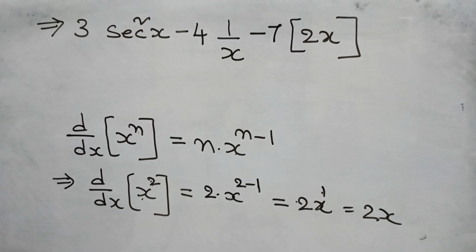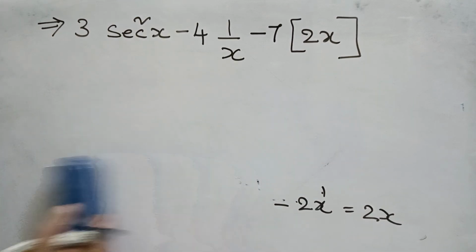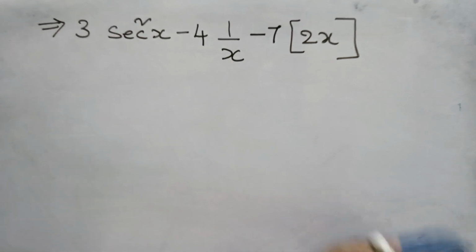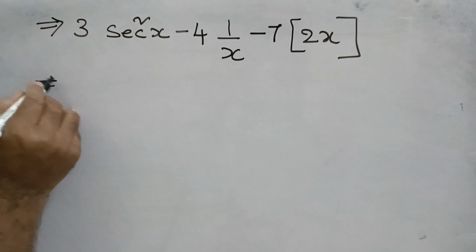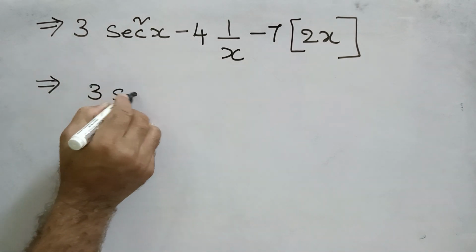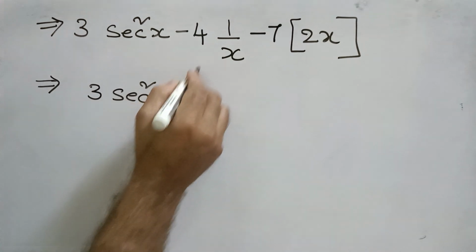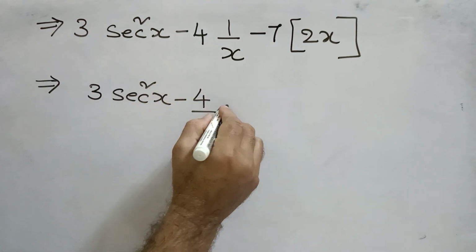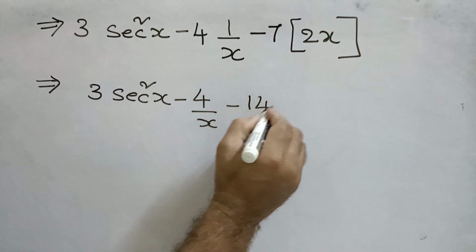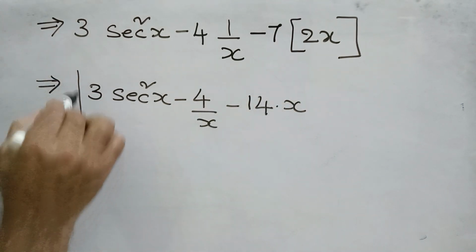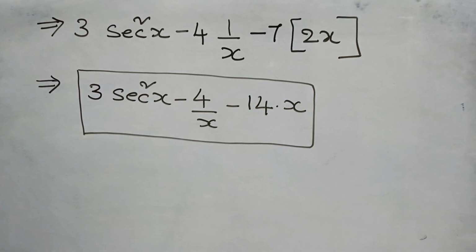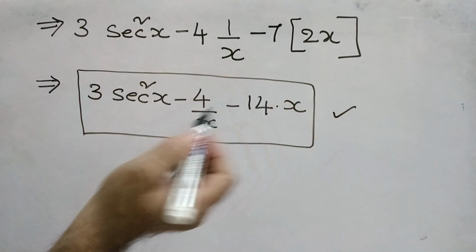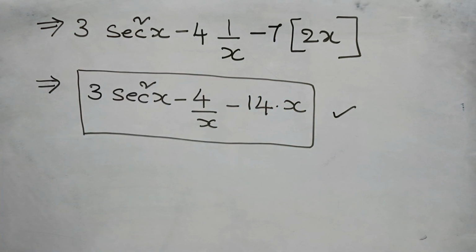You have to remember and know very well how to solve the given function using the known formulas. Therefore, finally the answer is 3 secant square x minus 4 by x minus 7 twos are 14 into x. This is your answer for the given question. You have to show it in your examination also like this. You will score good marks. The presentation must be very clear.